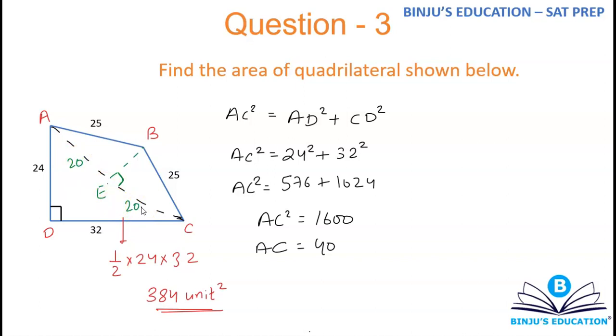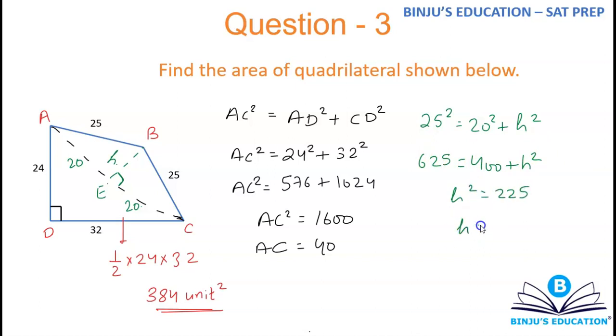Now BEC or BEA, take any of the two triangles, again use the Pythagoras theorem. So you're gonna get that 25 square is equal to 20 square plus height square, where height is this BE. So from here you'll get that H is equal to, let me calculate that rather than writing my answer directly. So you're gonna have 625 is equal to 400 plus H square. So you'll get H square is equal to 225 or H is equal to 15.